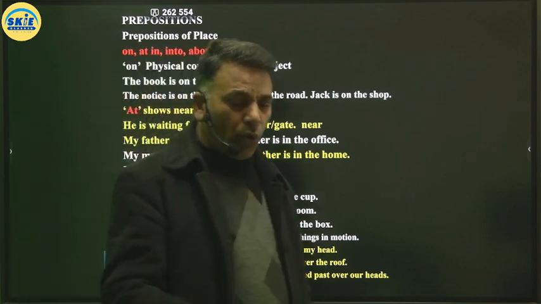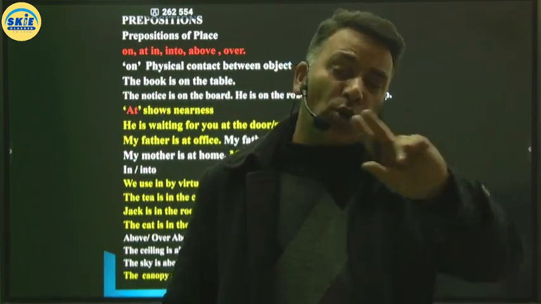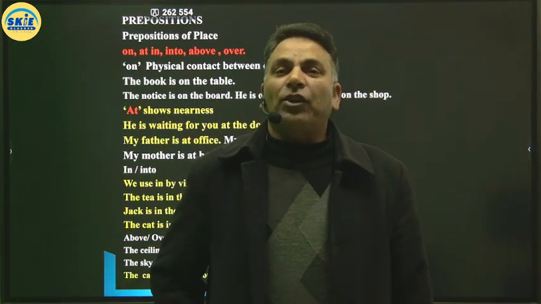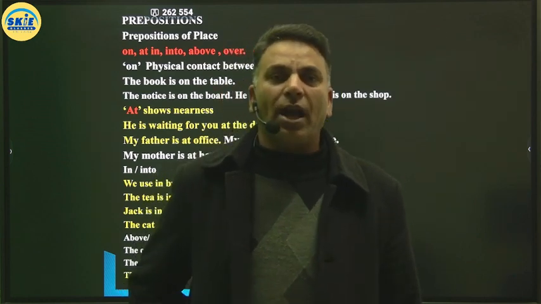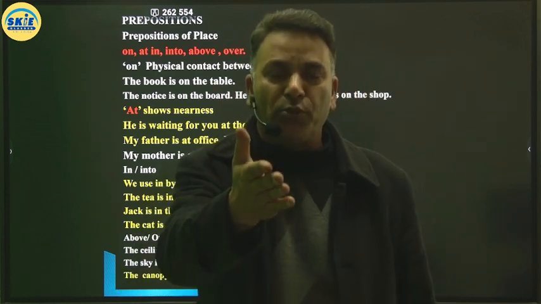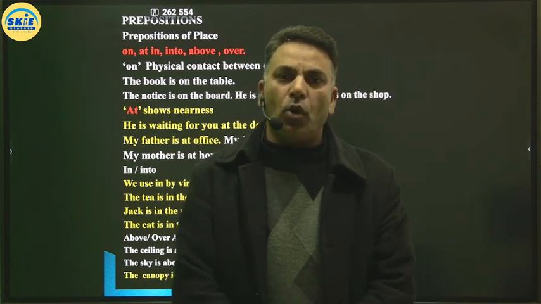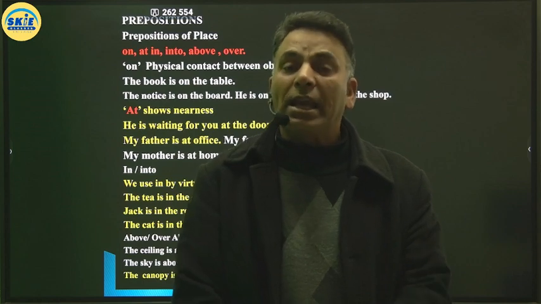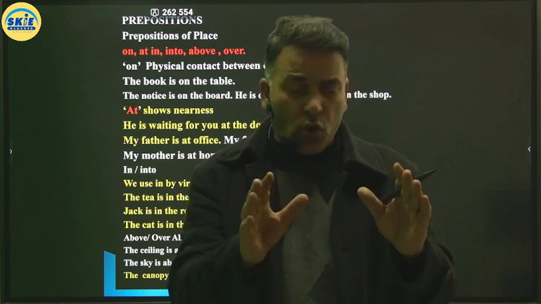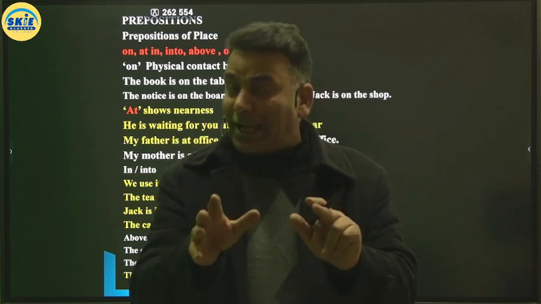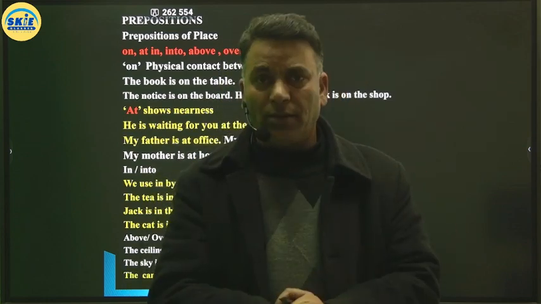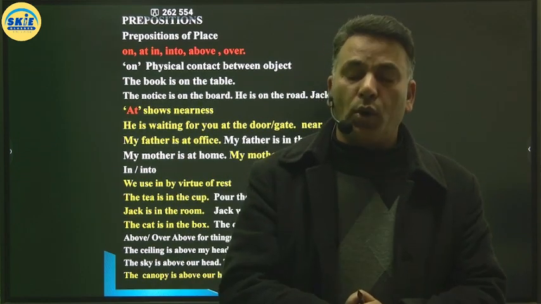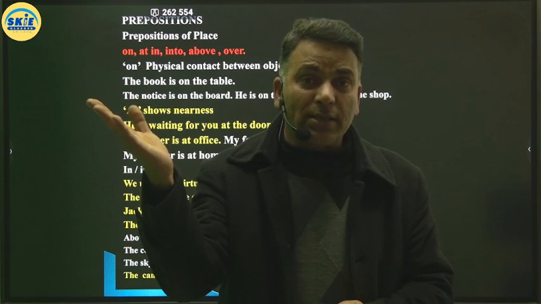Now, there is one more thing where this at shows nearness and it shows around. Jack is at home. Right now I'm conducting my lecture, I'm talking to you. I don't know about my home. So if somebody asks me, where is your son? I'll say, he's at home. He's at home means he must be around. It does not mean that he's inside. It means he's around. My brother has gone to work in the morning, so to his office, I'll say, he's at office.